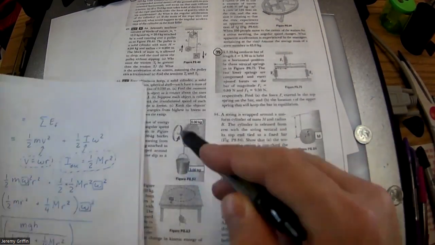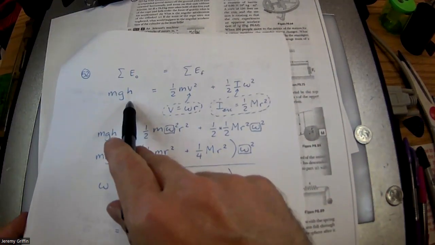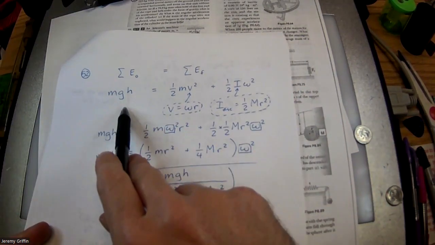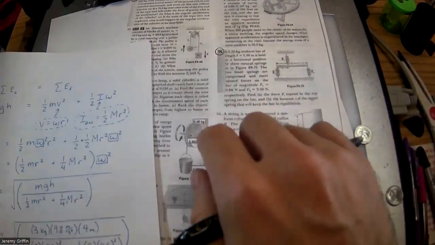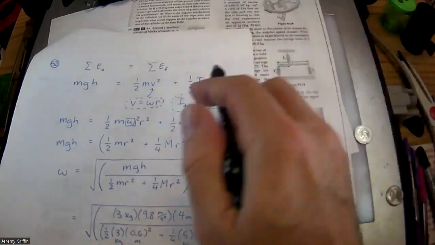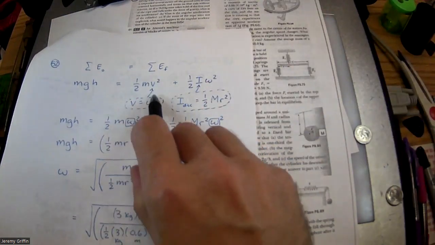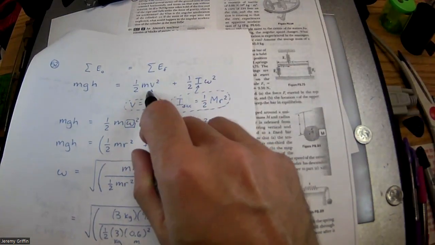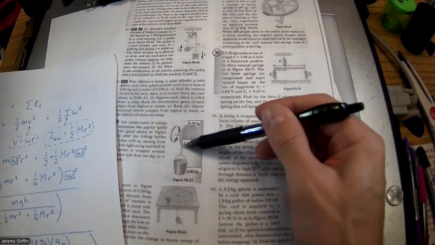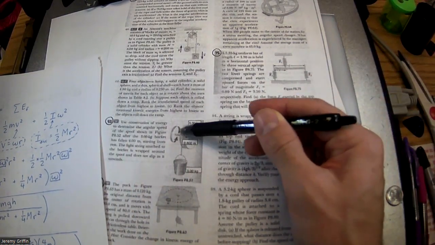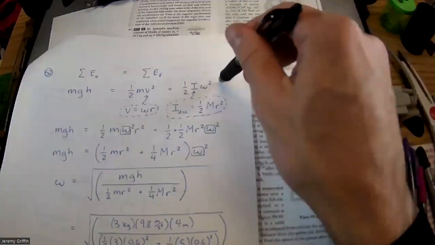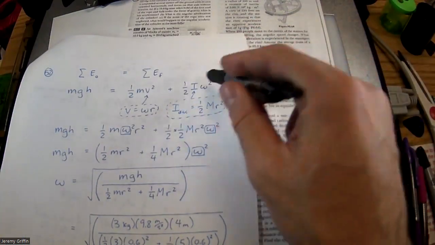Because at the top, the bucket has all potential energy, and that's it if it starts at rest. That's all the energy in the system. Okay. Then when the bucket falls, it's fallen some distance. Well, that energy is going to have gone into two places. The bucket itself has a linear speed and therefore a kinetic energy. And the spool is going to have a rotational kinetic energy, 1/2 I omega squared.